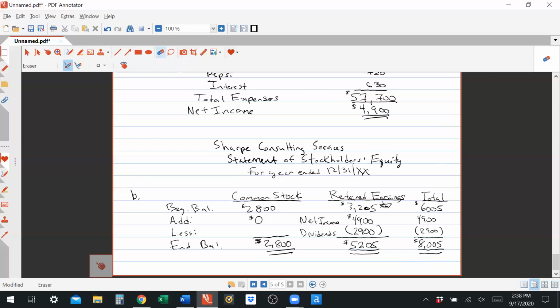Now, the only thing I haven't done is complete this little star. How did we get that? We got that by saying X plus the beginning balance plus 4,900 minus the dividends had to equal the ending balance, which was given to us. And then that implies that X equals the 3205. That's how we got the 3205. So there's our statement of stockholders' equity.